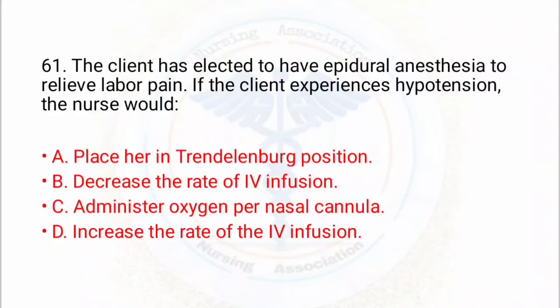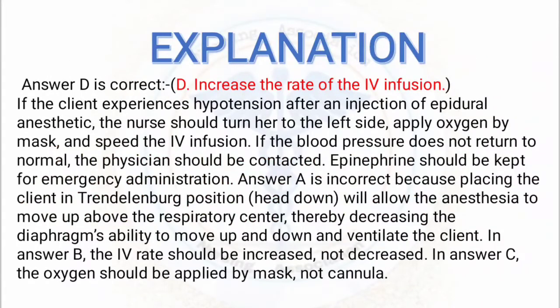What would the nurse do if the patient experiences hypotension when given epidural anesthesia to relieve labor pain? The correct option will be increase the rate of IV infusion. Because the client is experiencing hypotension after an injection of epidural anesthetic, the nurse should turn her to the left side, apply an oxygen mask and speed the IV infusion. If the blood pressure does not return to normal, the physician should be contacted. Epinephrine should be kept for emergency administration.